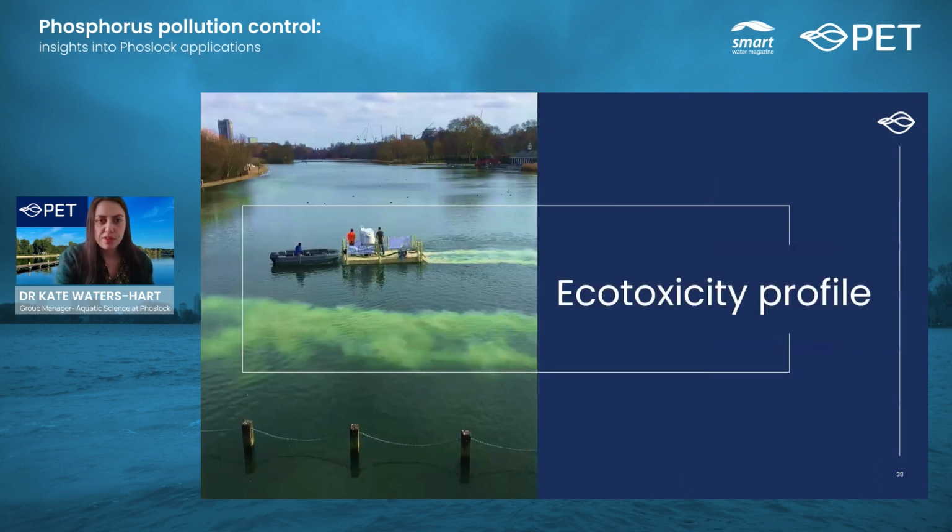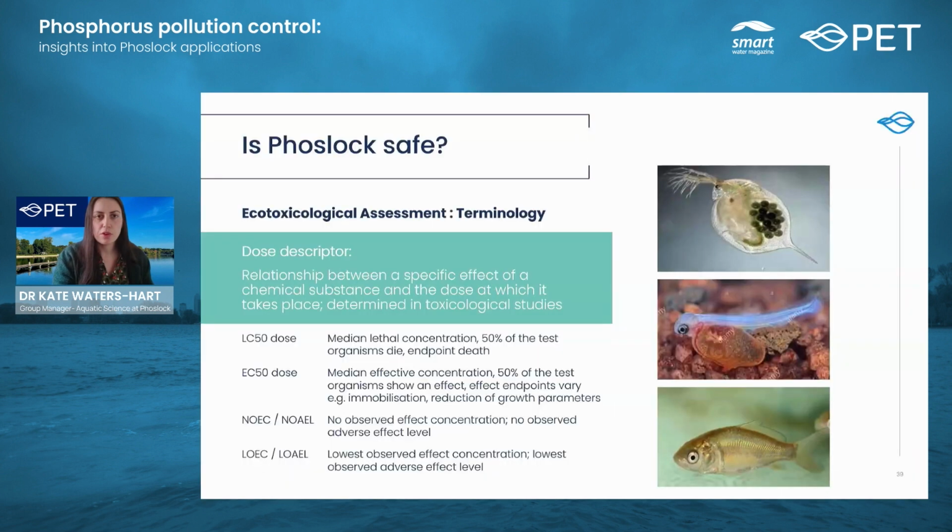So just moving on briefly to the ecotoxicity profile of Phoslock. For those of you that don't know much about the ecotox world, it's a completely different world, but I've put up a slide here just showing you some of the definitions of some of the dose descriptors that are used in ecotoxicology. I just want to focus on the EC50 dose, which is the median effective concentration. So where 50% of test species that are tested show an effect. So effect endpoints vary. It could be immobilization or reduction in growth parameters, for example.